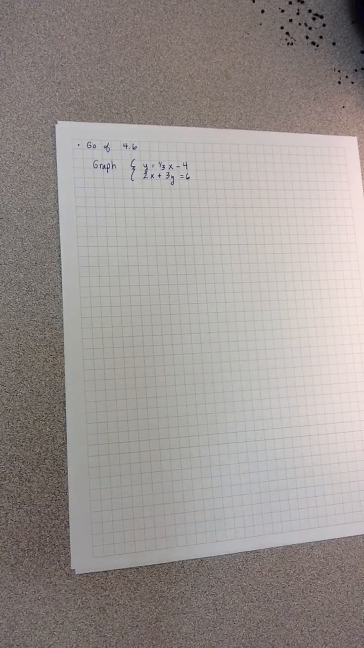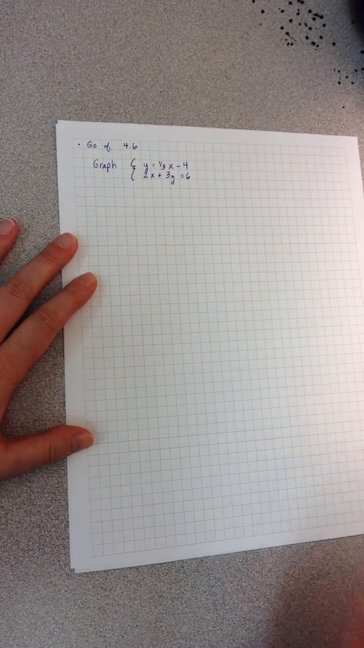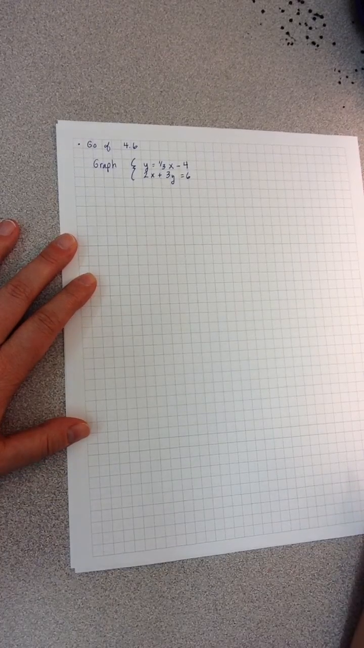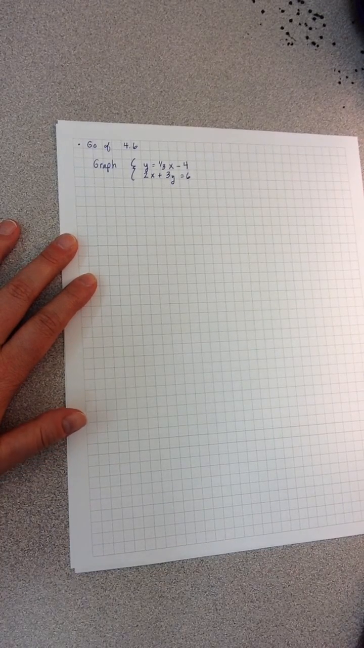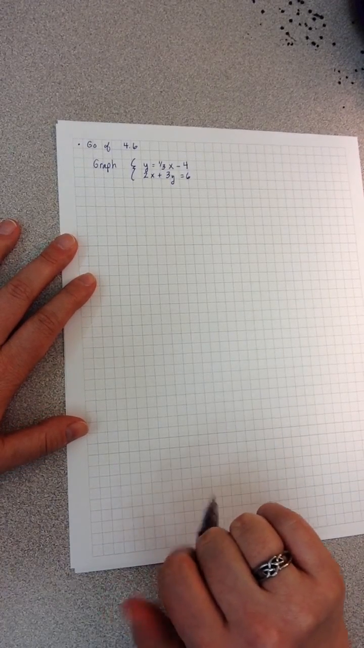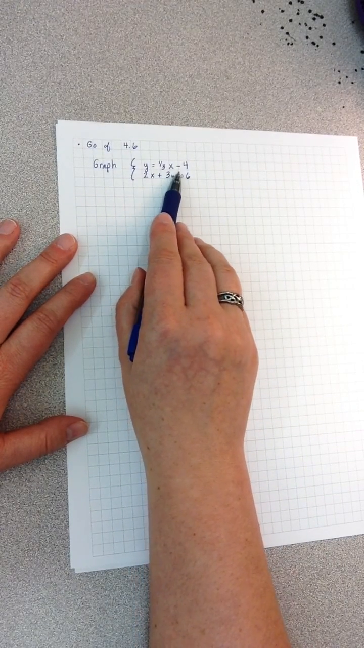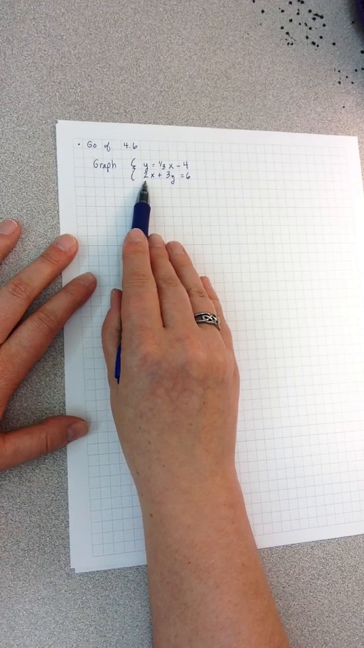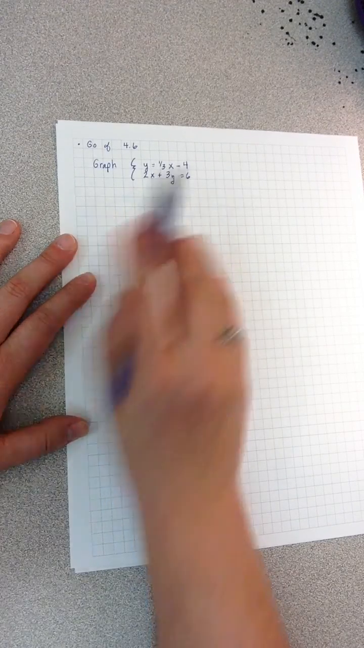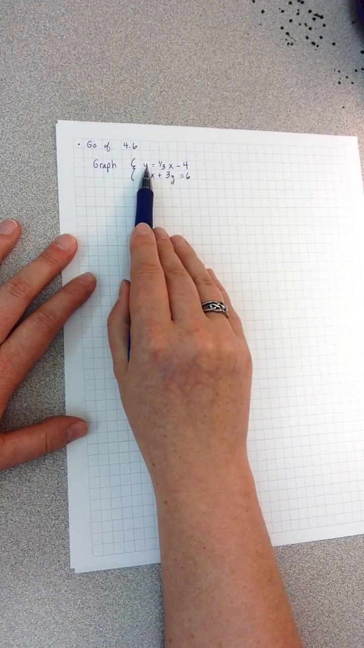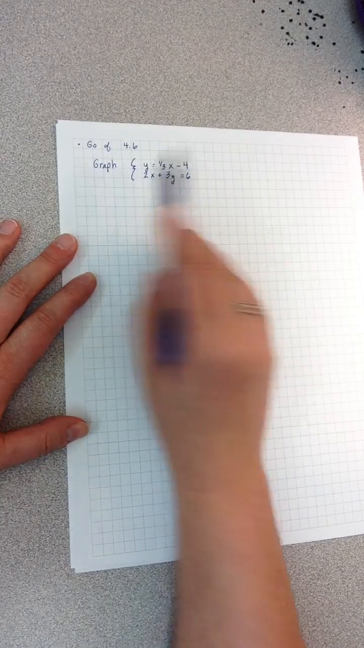These are some notes for the Go of 4.6. In this section, you're asked to graph a pair of linear equations. So in this example, we're asked to graph y equals 1/3 x minus 4 and the equation 2x plus 3y equals 6. I'm going to start by graphing this first equation.